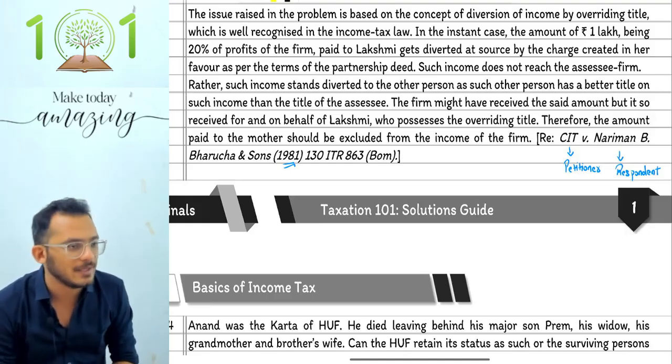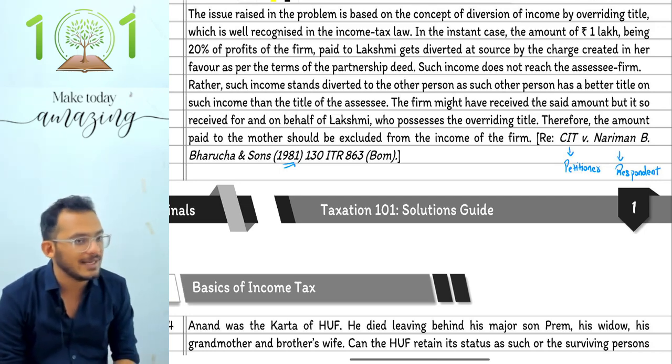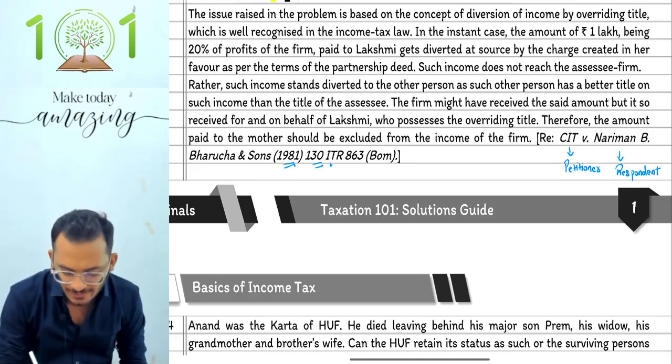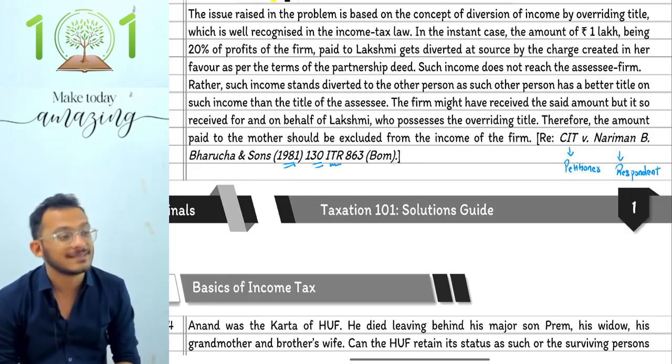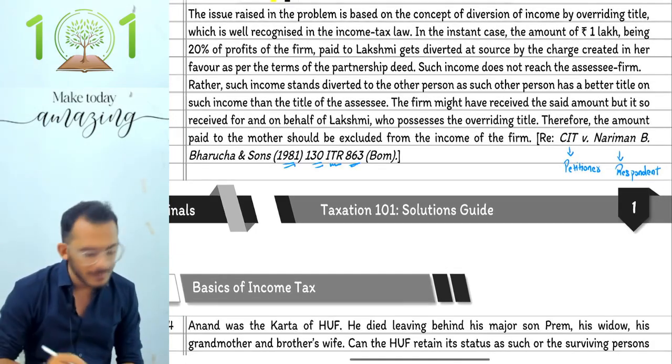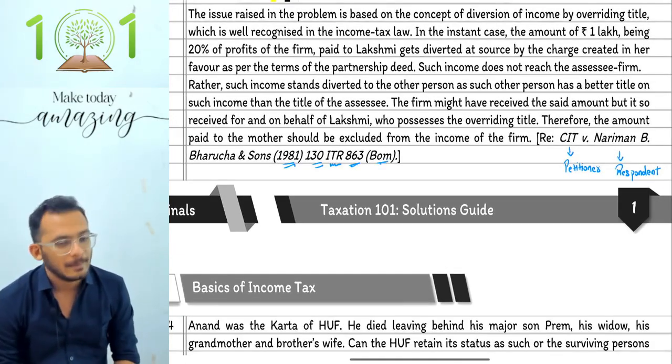It is the year of filing the appeal. It is not the year of getting the order. 130 is your volume number. ITR means Income Tax Reference. 863 means the page number of the volume, and BOM means Bombay High Court.